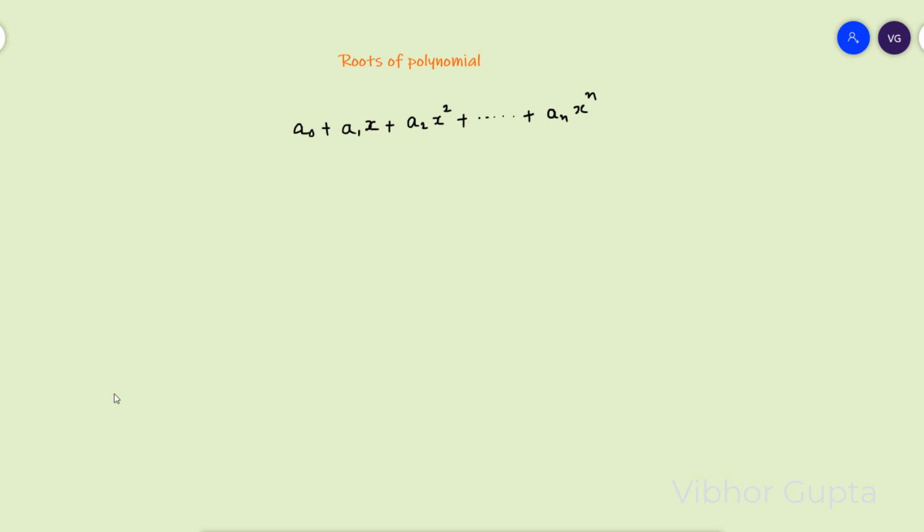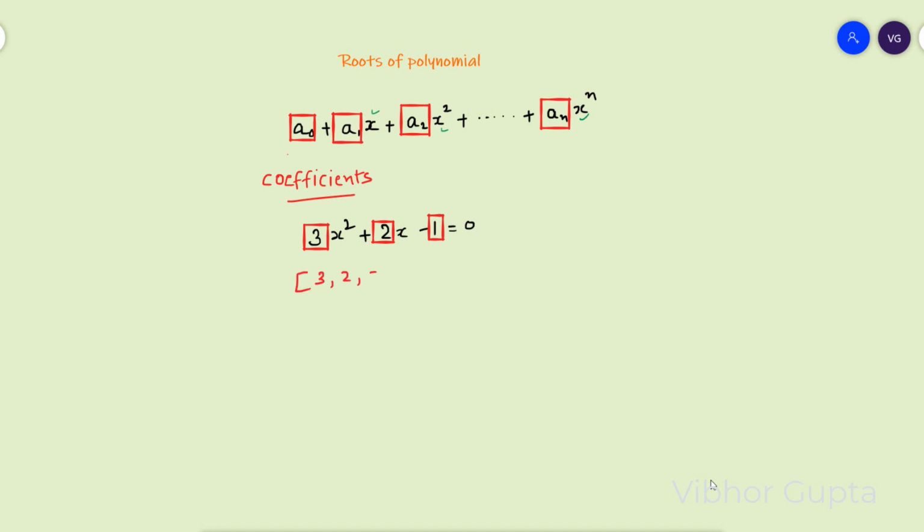Now let's understand what the roots of a polynomial are. Sometimes you will get only the coefficients as input, and you need to form the equation from those coefficients and solve it for x. What is a coefficient first of all? Here you can see these numbers. These are the coefficients and x is the variable, right? Now you need to understand how you can form the equation if you know the coefficients. For example, if you have the equation 3x square plus 2x minus 1 equals 0, then the coefficients would be 3, 2 and minus 1.